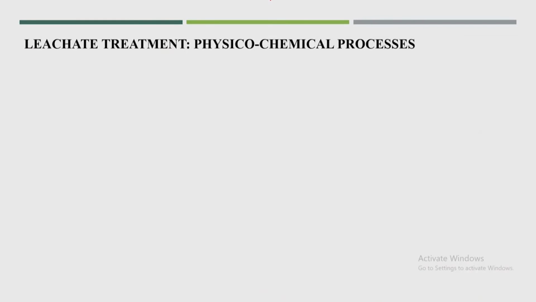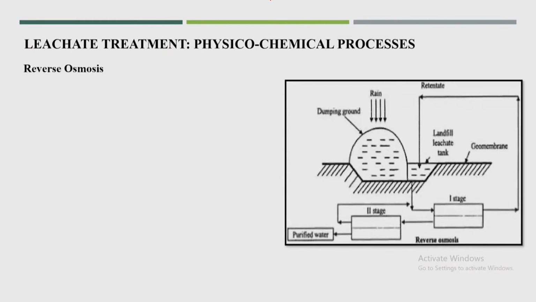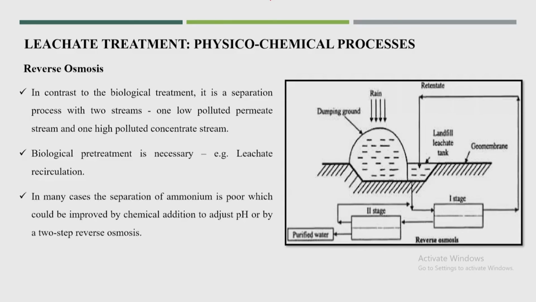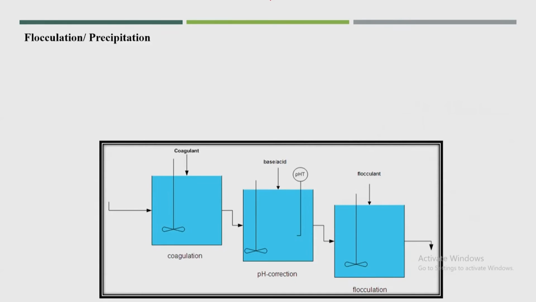So, what kind of treatments for the leachate? Once you are able to collect that, we can go for reverse osmosis, but it is a very costly unit for the treatment process. One of the easiest methods for that is flocculation, precipitation.